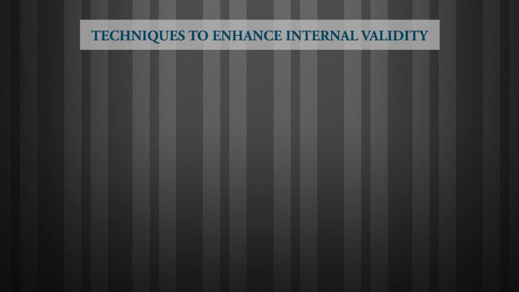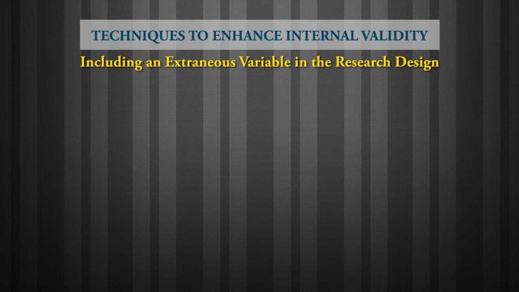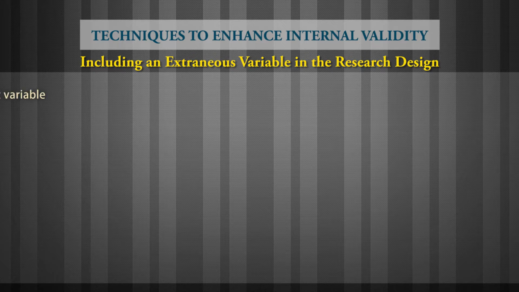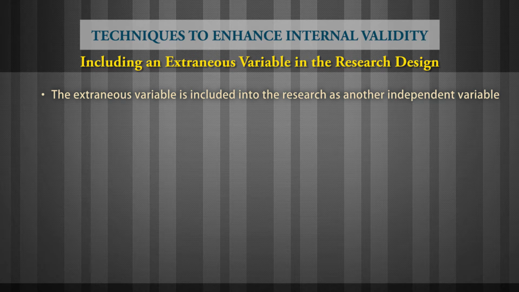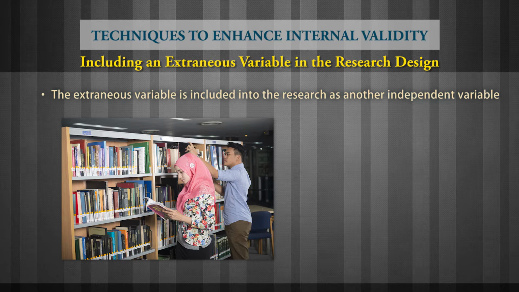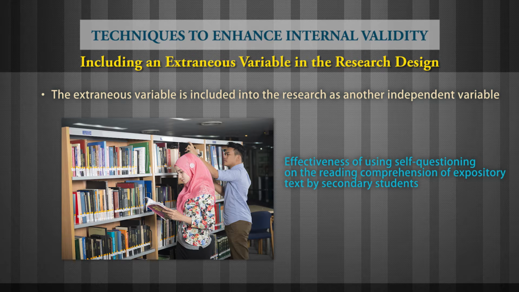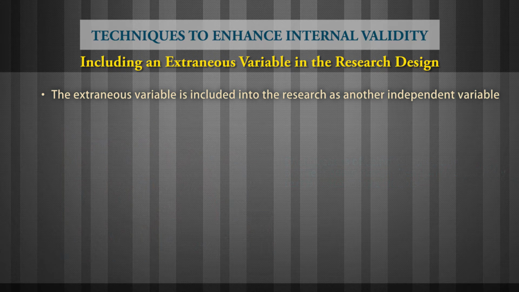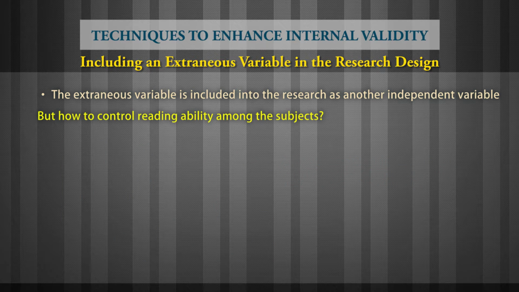The fourth technique is including an extraneous variable in the research design. You could control a variable by including it in the design by making it another independent variable. For example, you design an experiment to test the effectiveness of using self-questioning on the reading comprehension of expository text by secondary students. However, you find it difficult to control for reading ability among your subjects.